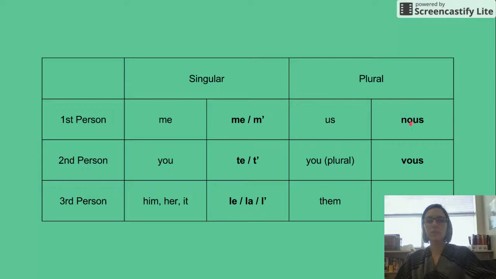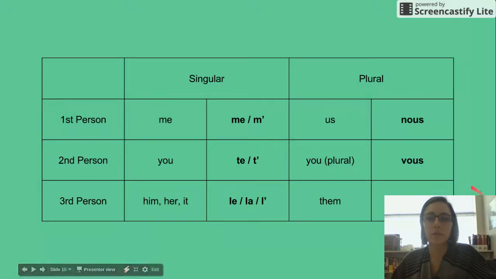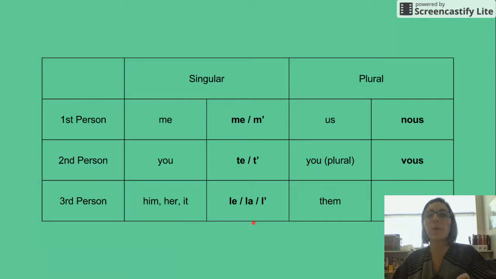Then to say us, we use nous. You plural, or y'all, you use vous. These are the same as our subject pronouns. And then if we're talking about them, so we're in the third person plural, we will use les. Also very important to note that for me, tu, nous, and vous, those can only be used for people. Those object pronouns will not be used for things because things can't talk. But for le, la, and les, those can be used for people or things. So you have to make sure you know what you're talking about.